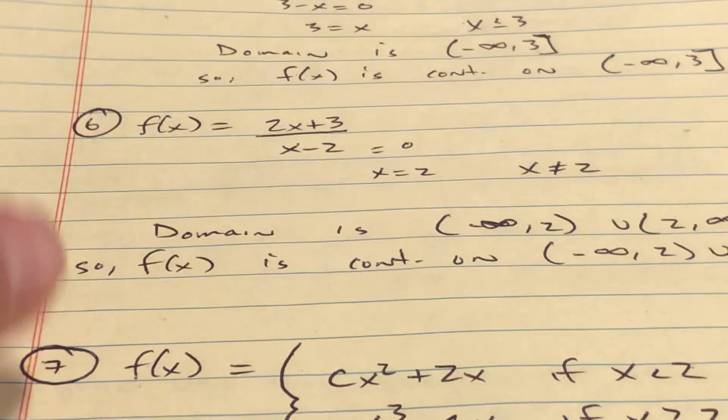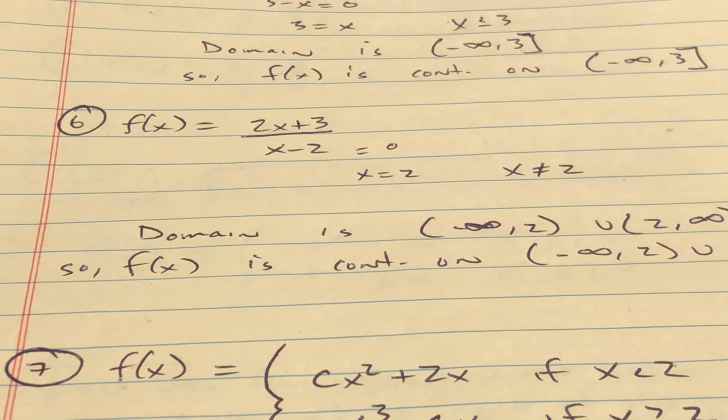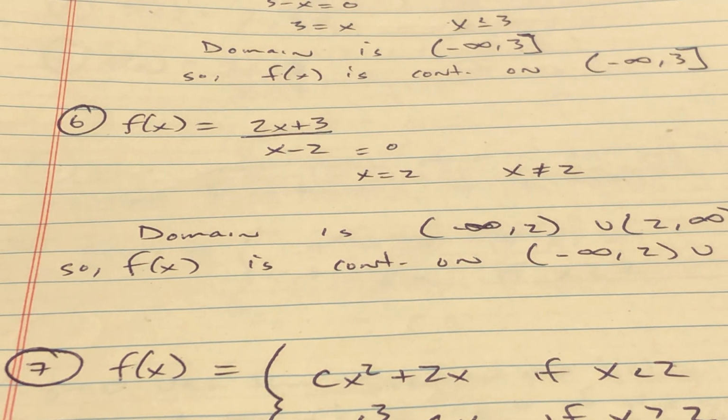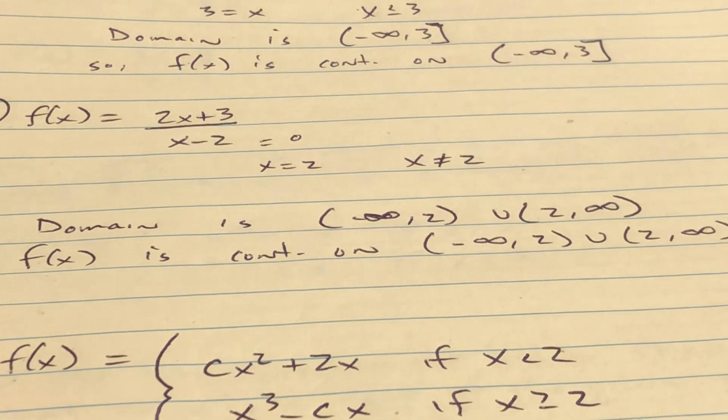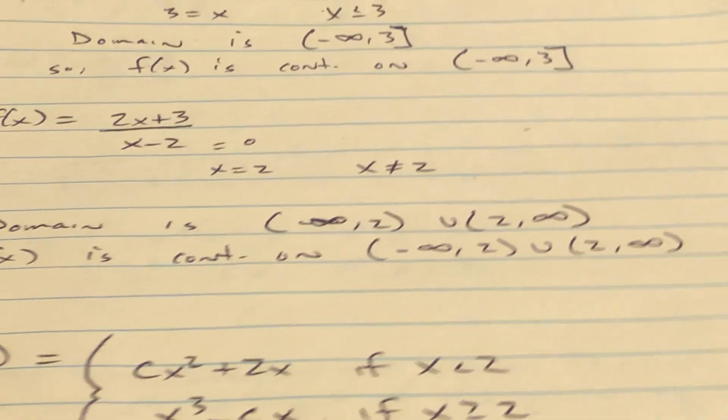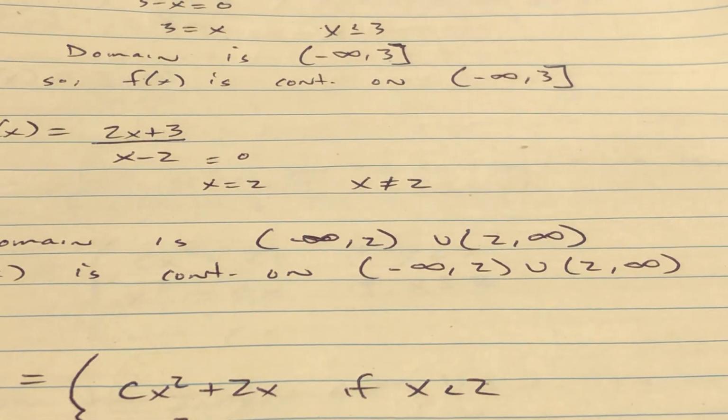And in 6, we are not allowed to divide by 0. So I set the denominator equal to 0. X cannot be 2. So the domain is negative infinity to 2, union 2 to infinity, not including 2. So f of x is continuous on, we are going to use intervals for continuity. To describe where f of x is continuous, we're going to use intervals and not set notation.